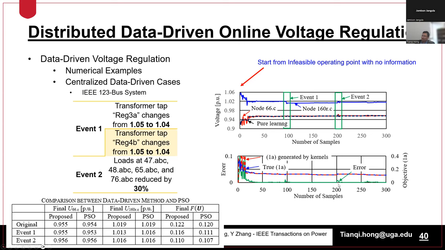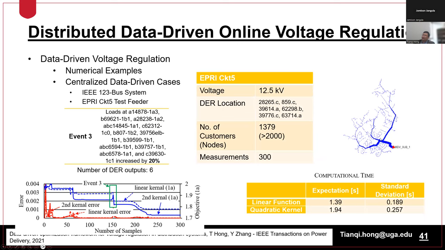And we also compare the data-driven method with the centralized method. We can see that although the proposed result is not equal to the centralized heuristic search method, the difference is quite small. And in the second example, we use a large network, which is IEEE 35, containing more than 2,000 nodes.